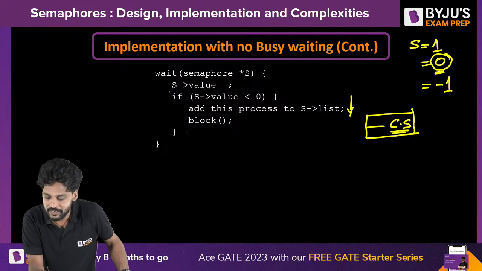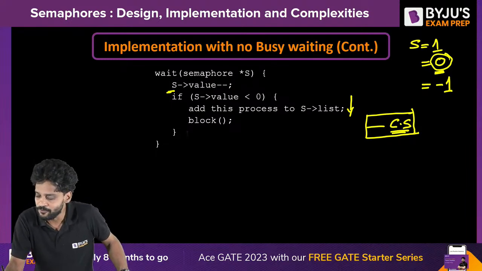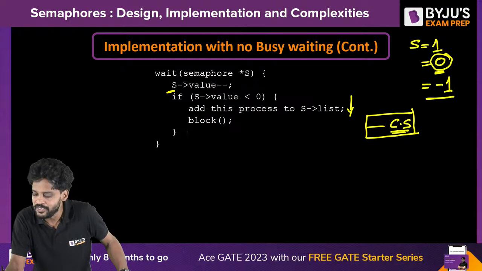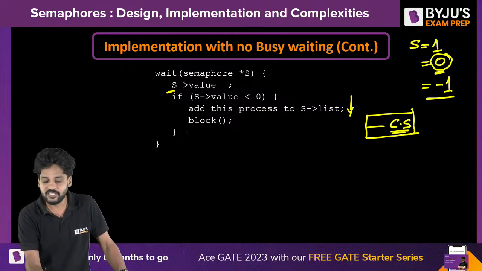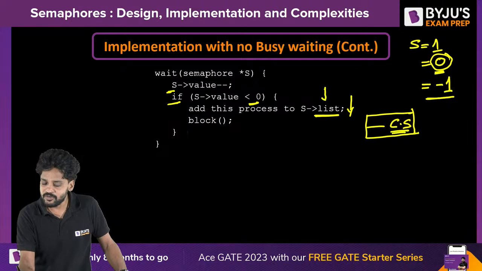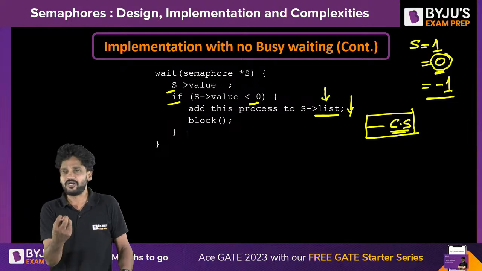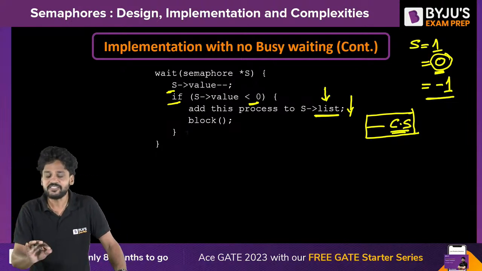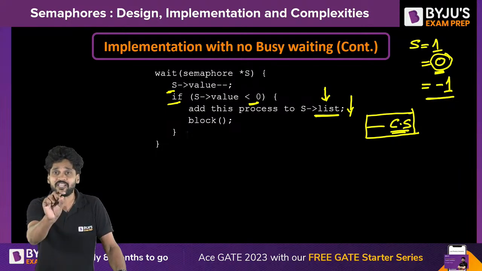Okay. So for the second process, obviously, semaphore value has been found out to be minus 1. So this if condition has been satisfied. When this if condition gets satisfied, immediately, this process will be added to S list. How to implement this list is one more design implication. This list can be implemented by using a queue data structure.